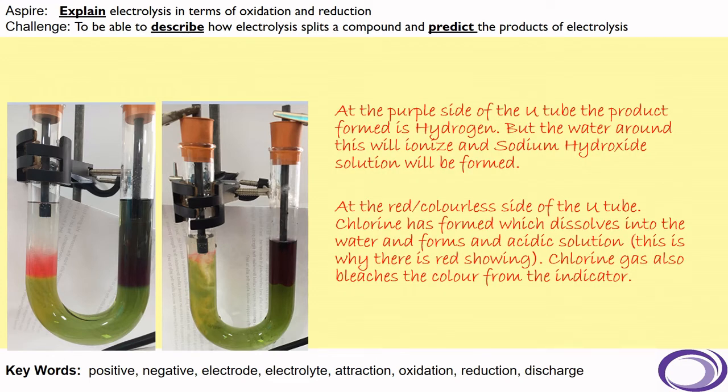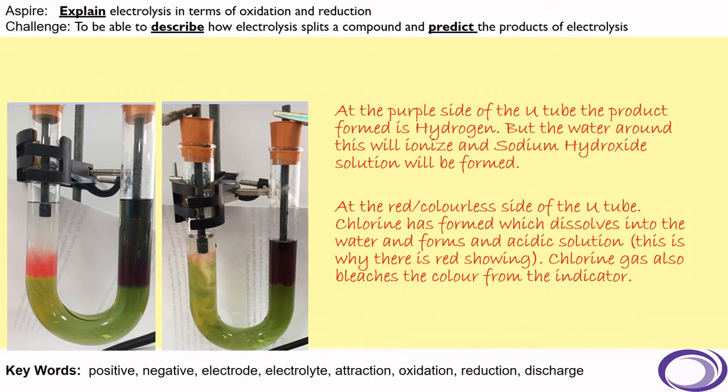Now, the purple side, the product being formed is hydrogen on this side, but the water around this will ionise and you're getting sodium hydroxide being formed. So that is where our negative electrode is.